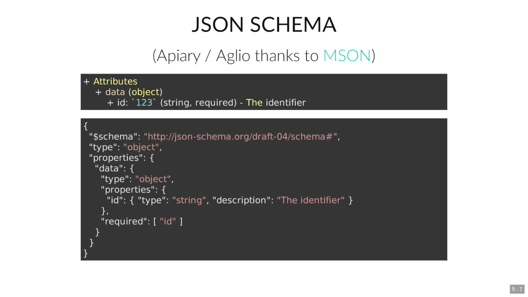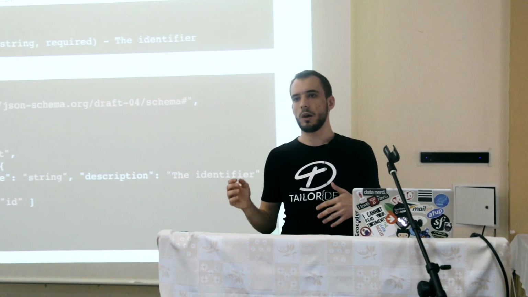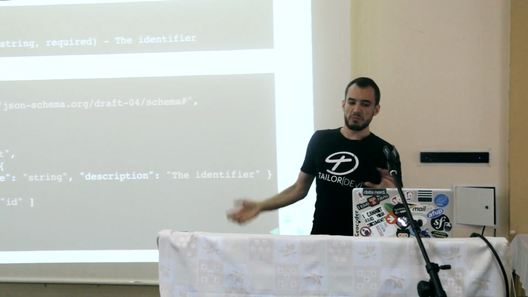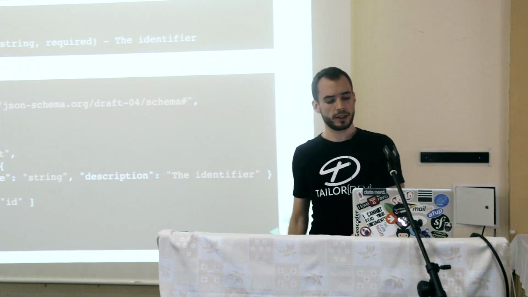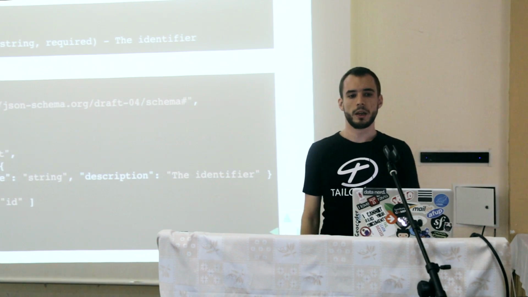And the other thing that is really interesting with API Blueprint is the support of MSON, a way of describing a payload, a JSON payload, but in a more Markdown YAML-ish format, like there. And then you get JSON schema for free.